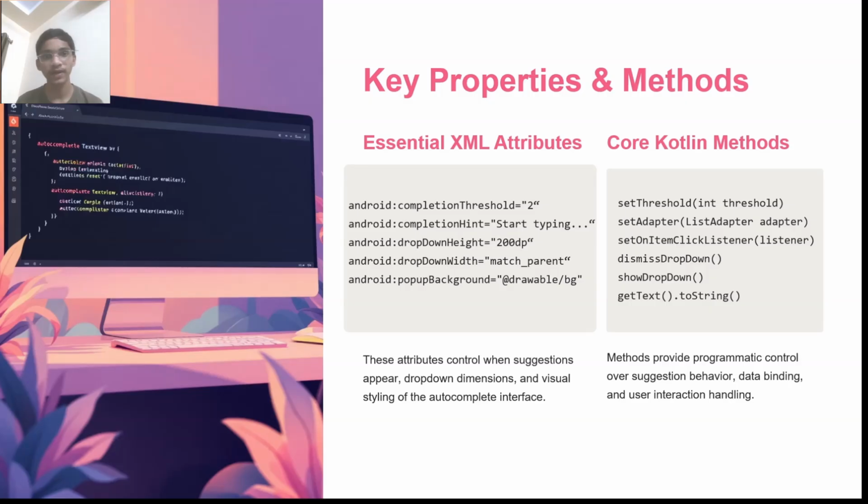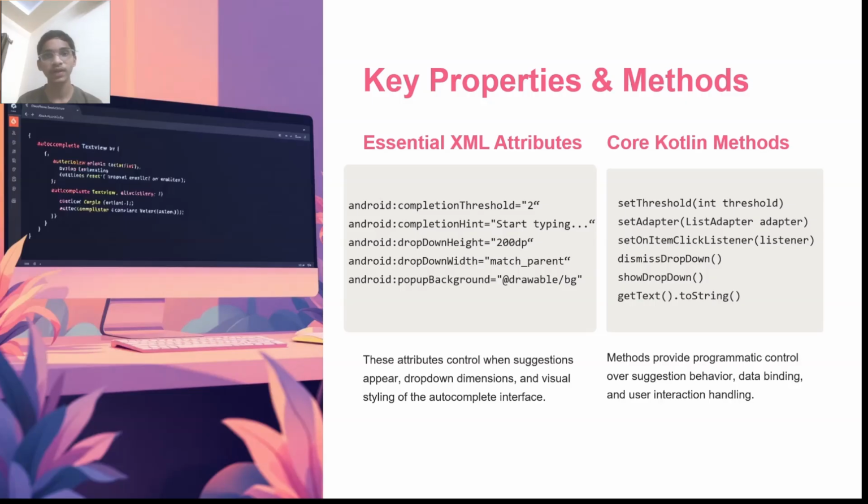Then we have the dropDownHeight and the dropDownWidth attributes. These control the size of the suggestions box. For instance, you can make it as tall as 200 dp or span the full width of the screen with match_parent. And finally, the popupBackground allows us to style the drop-down visually, like setting a custom background by keeping the image in the drawable folder. So these example attributes mainly define the appearance and behavior of the suggestions dropdown.